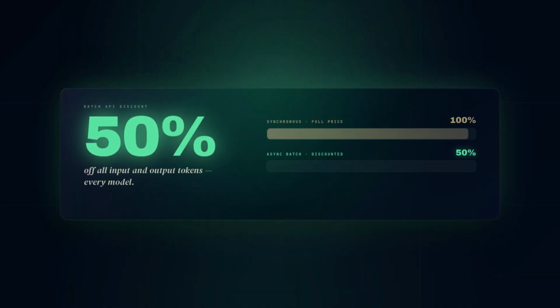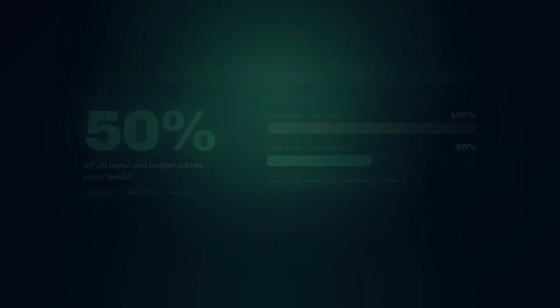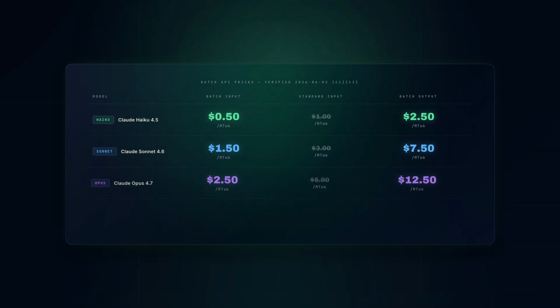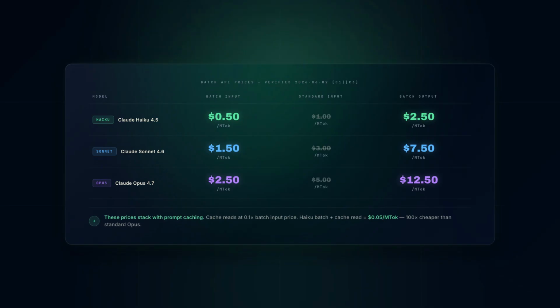The discount: 50% on all input and output tokens, every model. At Haiku 4.5, the batch price is 50 cents per million input tokens and $2.50 per million output. At Sonnet 4.6, $1.50 in, $7.50 out. At Opus 4.7, $2.50 in, $12.50 out. These prices stack with prompt caching. If you also have cache hits, you're applying the 50% batch discount on top of the 10% cache read price.